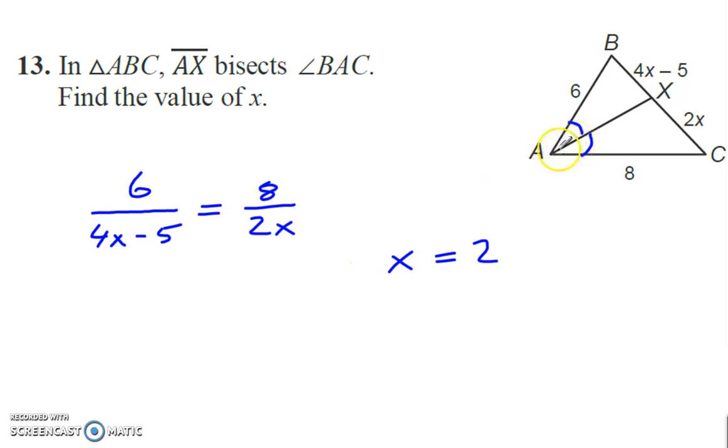If we have a bisector, now we have segments. This segment to the short segment, so 6 to 4x minus 5, is proportional to the long segment to the short segment. So x equals 2.